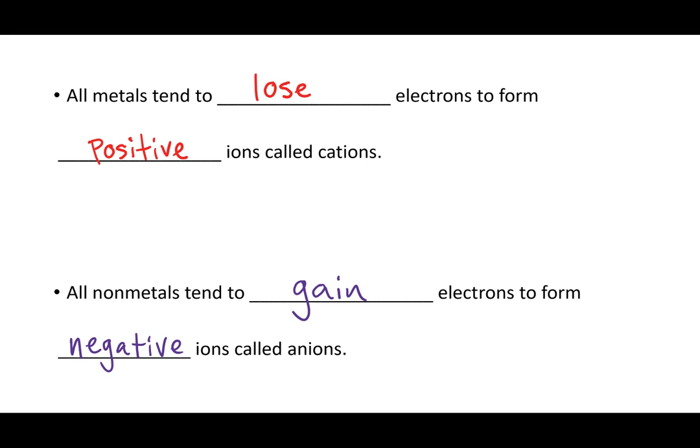All metals tend to lose electrons to form positive ions called cations. On the flip side, all nonmetals tend to gain electrons to form negative ions called anions. Those are very important things to remember. You should remember where the staircase is on the periodic table. Anything to the right of that is a nonmetal, and anything to the left of that would be a metal, except for hydrogen, of course. So remember these two things. That will help you out tremendously.